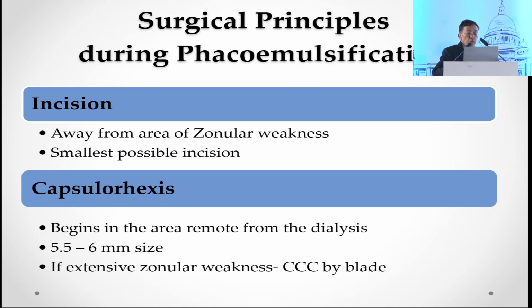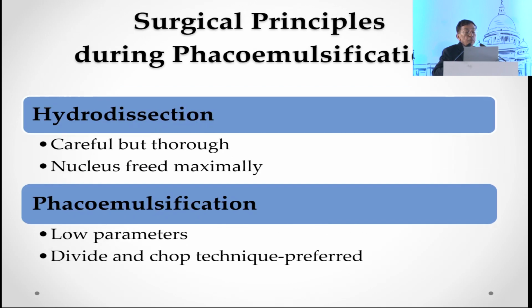The capsulorhexis should be started in the area remote from the dialysis, and the ideal size is 5.5 to 6, because you may have to put the lens in the capsular bag. And in case of extensive zonular weakness, it should be done with the blade, because with the forceps you sometimes give more stretch on the zonules.